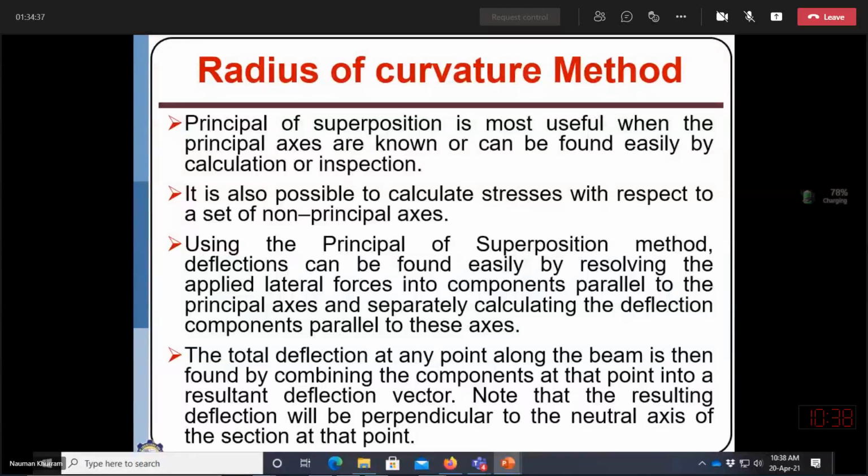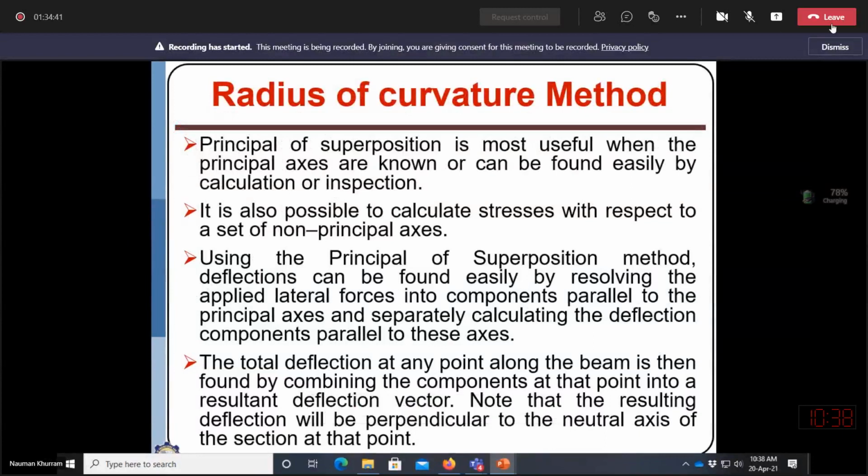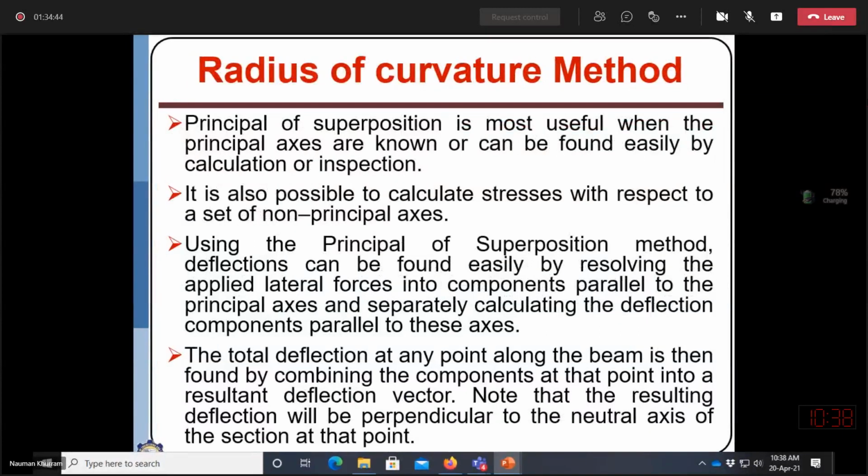Okay, dear student, today we will study another method to solve the problem related with biaxial bending or unsymmetrical bending. This method is called the radius of curvature method, also called general bending theory.